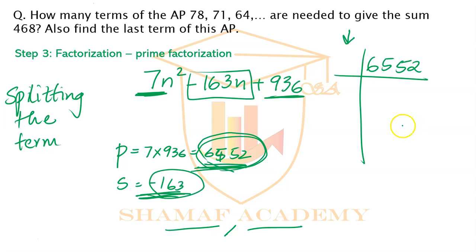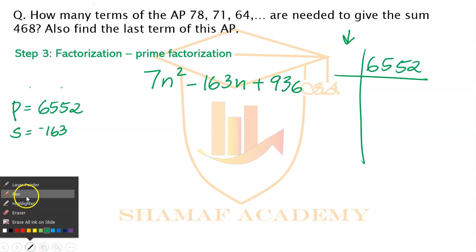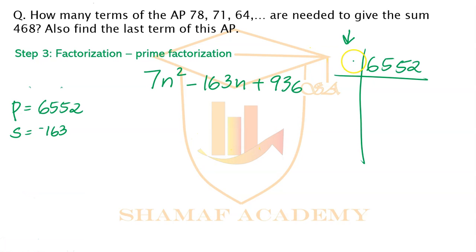I hope you know what prime factorization is. This is something that you have studied in previous grades. So pause this video and do the prime factorization of 6,552, and then we are going to find our two numbers. The prime factorization goes like this: 6,552 is divisible by 2, so when you divide it, you get 3,276.